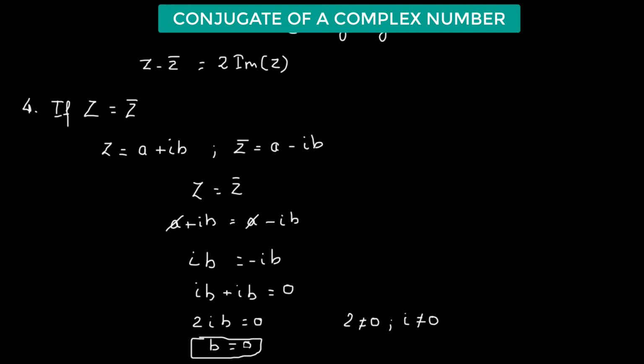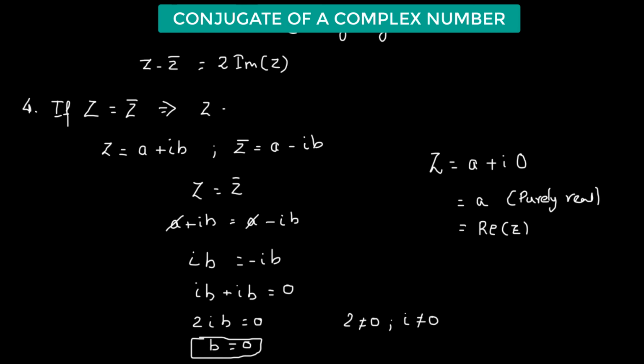Now let us substitute this value of B equals 0 into the complex number. That gives us Z is equal to A plus i times 0, which is A. So this is a purely real number, which means we only have the real part of Z. So whenever the complex number Z is equal to its conjugate, it implies that Z is a purely real number, which will be equal to A. So this is property number 4.